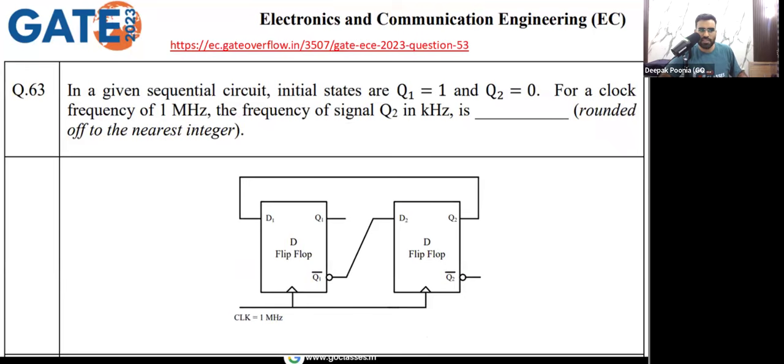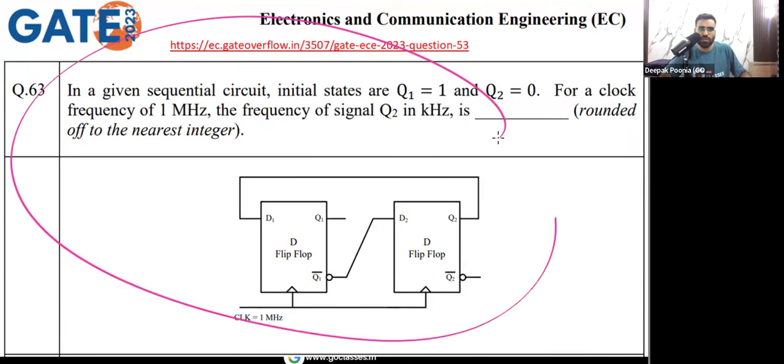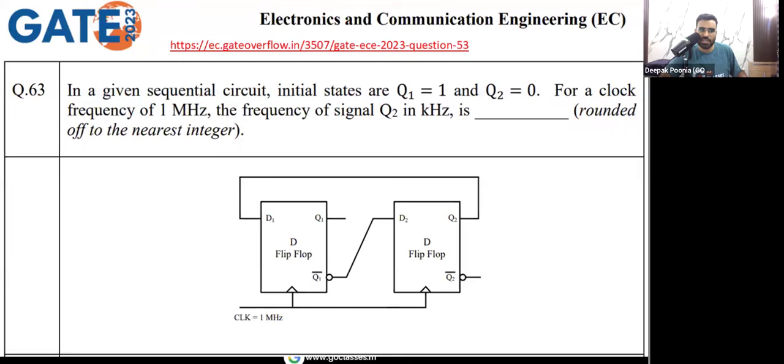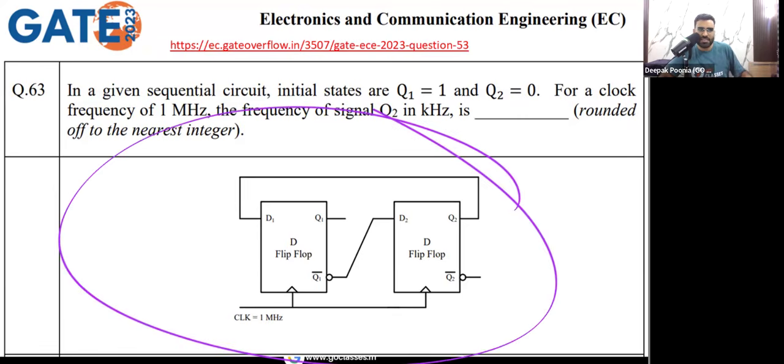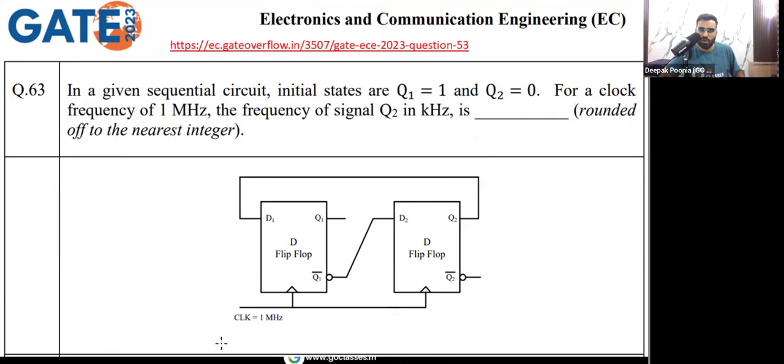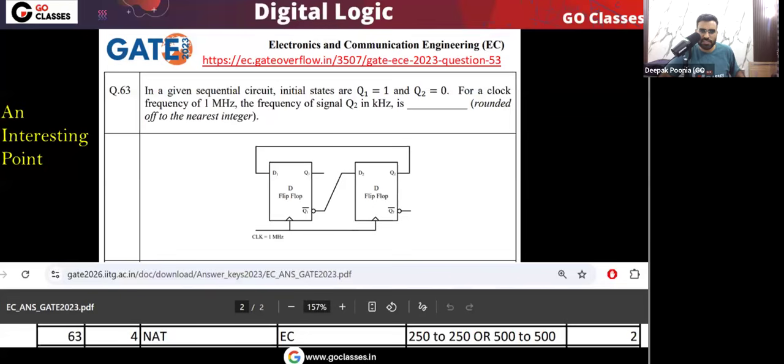Now let me tell you one very interesting point. This question we have solved, but let me tell you what the official answer key is. You won't believe it. So far we got the answer 250 kilohertz, or basically 250. But if you see the official answer key given by GATE 2023, the final answer key was 250 or 500. They are saying that if your answer is 250, that is correct, and if you write 500, that is also correct.